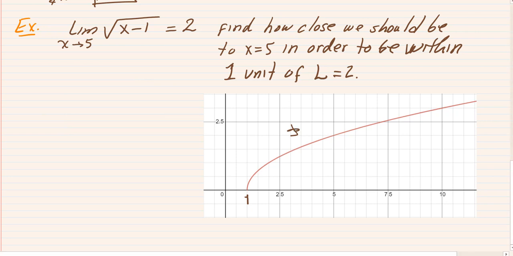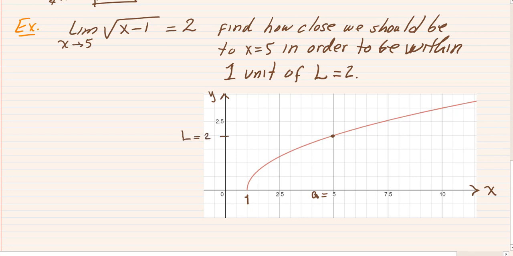So keep in mind again, we want to be within 1 unit of the limit of 2 as x approaches 5. So first of all, here's a equals 5 on the x-axis. This is your x-axis, and of course this is your y. Now, within 1 unit of 2, well, the limit is 2. So right in here, this is where L equals 2 is.